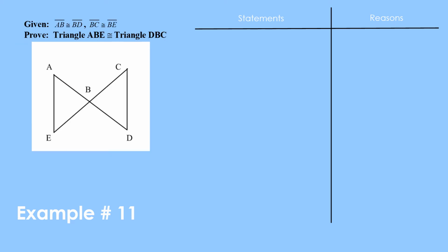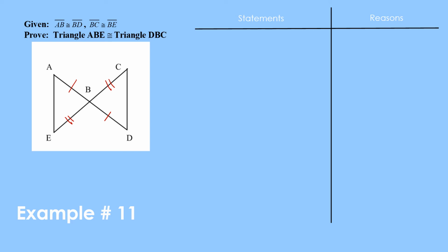All right, our last example for today is going to be example 11 in your packet. Okay, again, we're going to start by marking what's given to us. So in this example, we're given that AB is congruent to BD, so I'm going to mark those with 1 hash, and BC is congruent to BE, so I'm going to mark those with 2 hashes. So again, I need one more piece of information because anytime I'm trying to prove triangles congruent, I need at least 3 markings, and right now I only have 2.